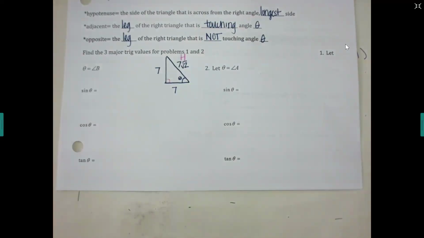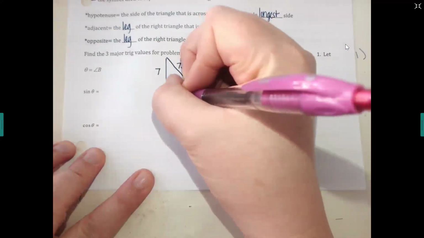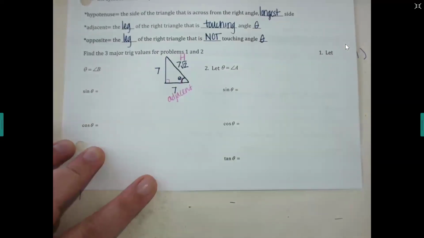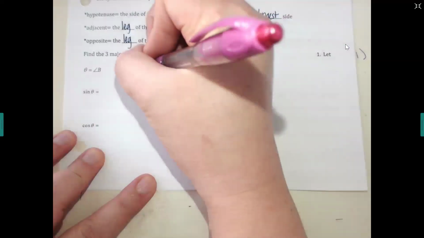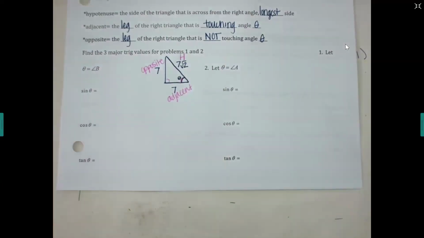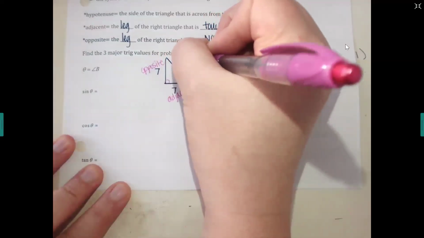Okay, out of the two sides that are left, this is the adjacent side because it's touching the corner where theta is, versus the other leg is the opposite side because it's not touching the theta. Okay, and then I'll write this is hypotenuse.